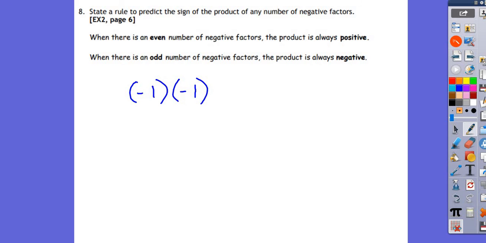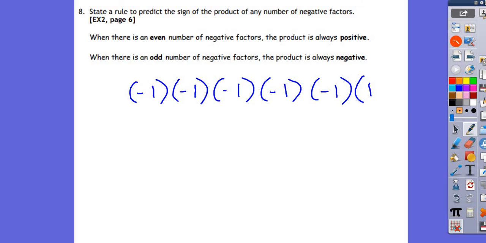-1 times -1. How many negative numbers are listed? 2. Is 2 even or odd? Even. So, is my answer going to be positive or negative? Positive. What happens when I add another negative one? How many negative numbers? 3, so it's going to be negative. What happens when I add another one? Positive, because there are 4. What happens when I add another one? Negative, because there are 5.